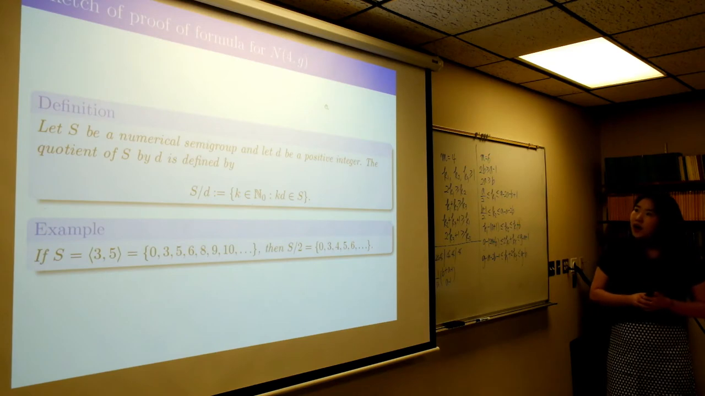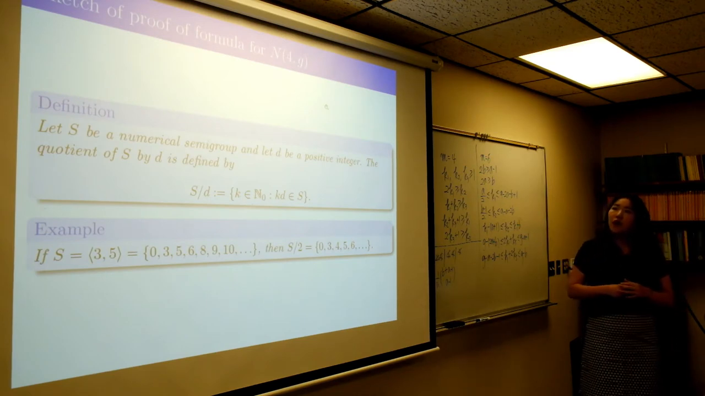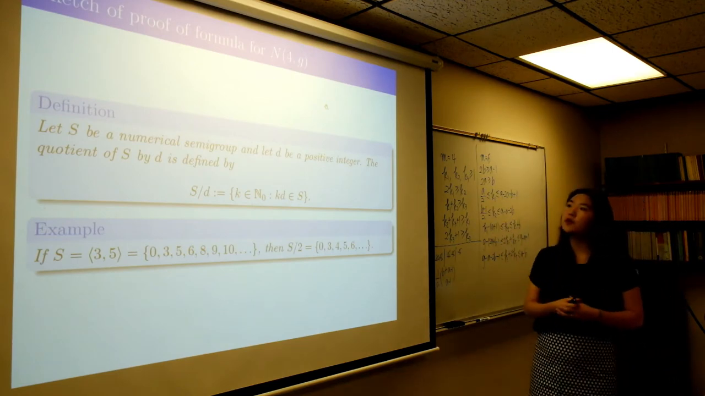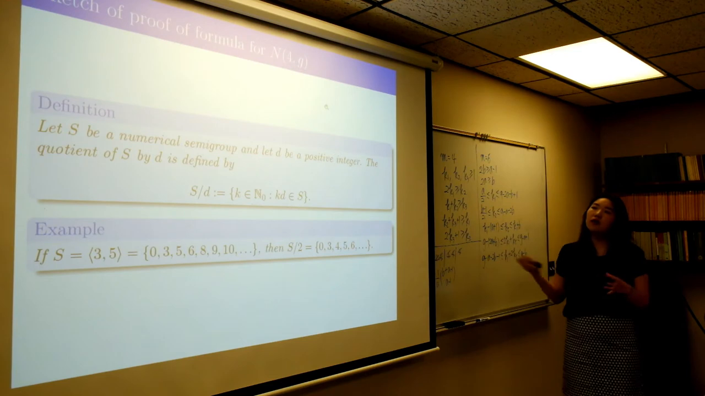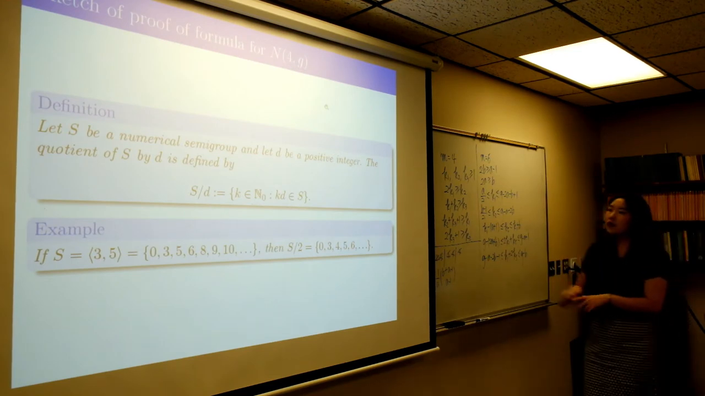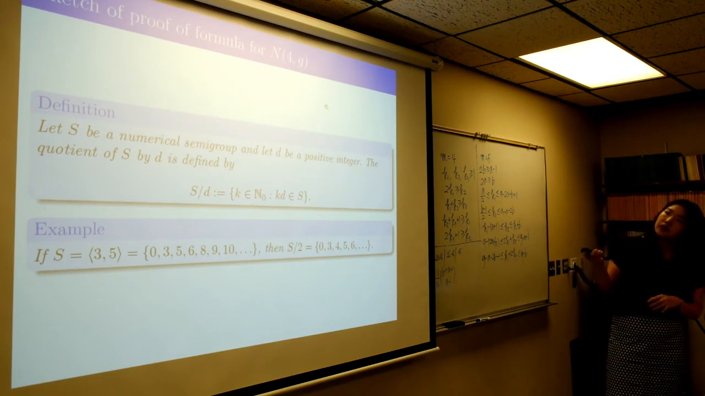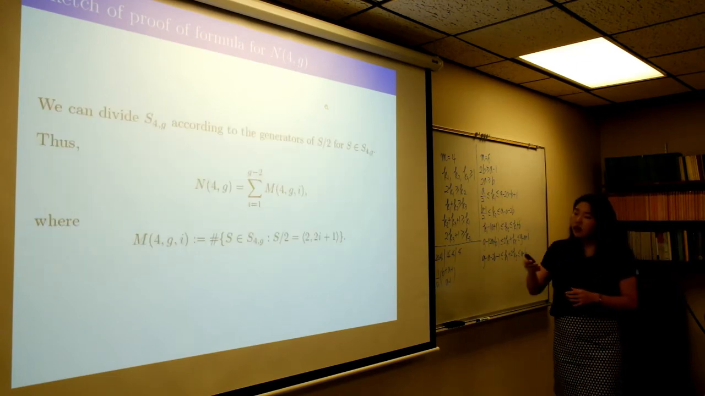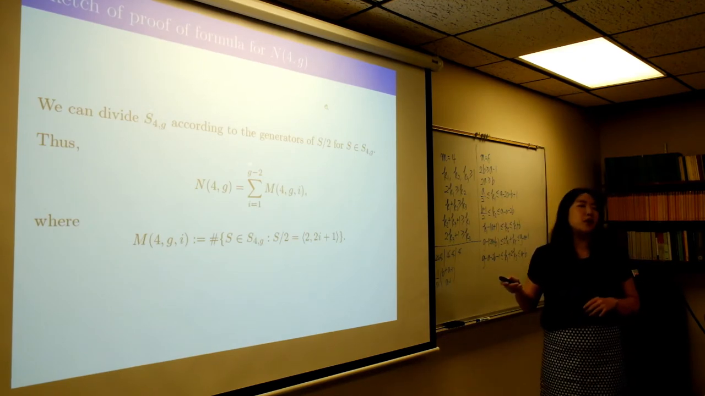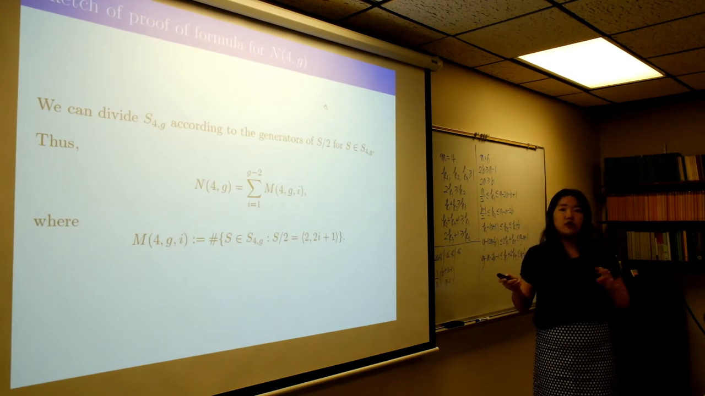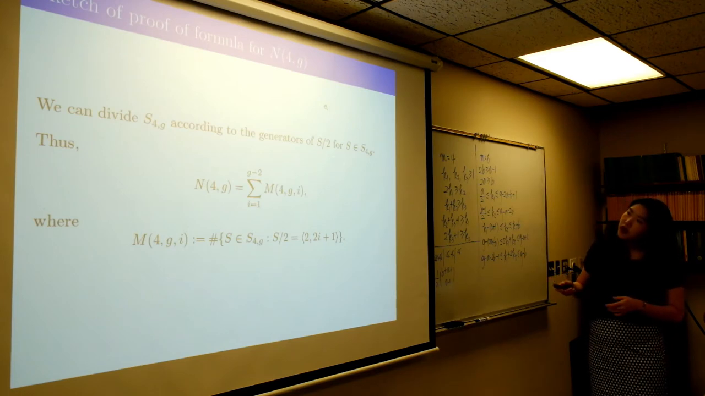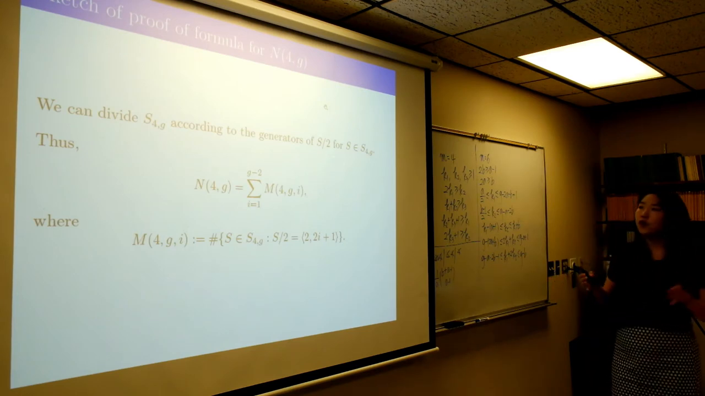And the proof is related to the quotient of a numerical semigroup. So let me recall the definition. The quotient of a numerical semigroup by d is collecting all the elements of S that are multiples of d and dividing by d. And here's an example again for the recall. Here, I use the term S_{4,g} for the set of numerical semigroups with multiplicity 4 and genus g. Then we're going to use the quotient by 2 to divide this set S_{4,g}.